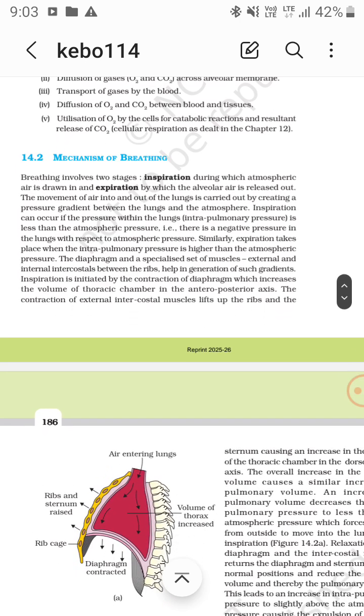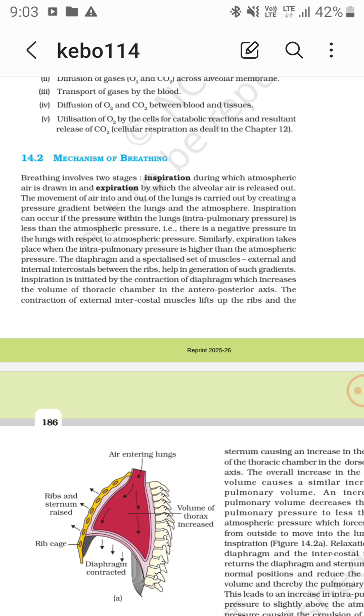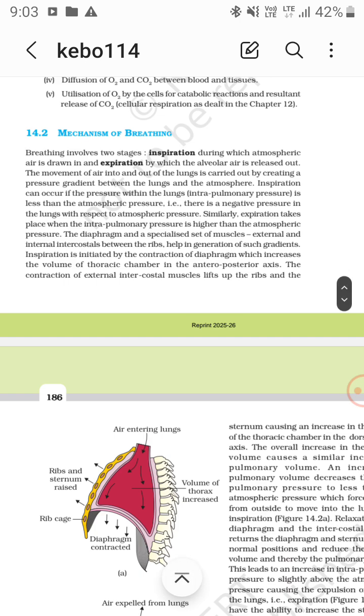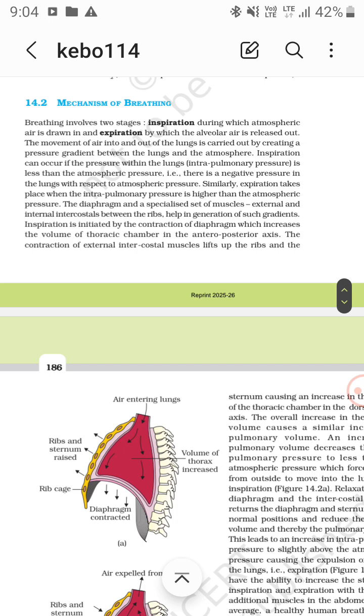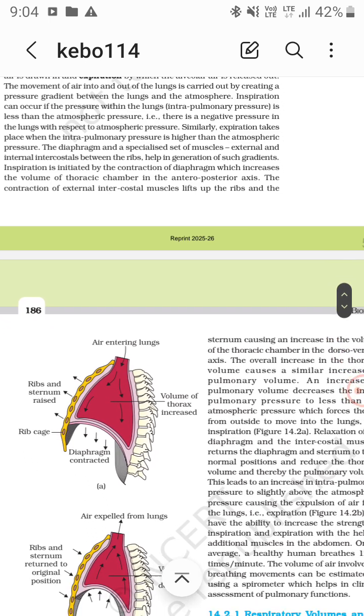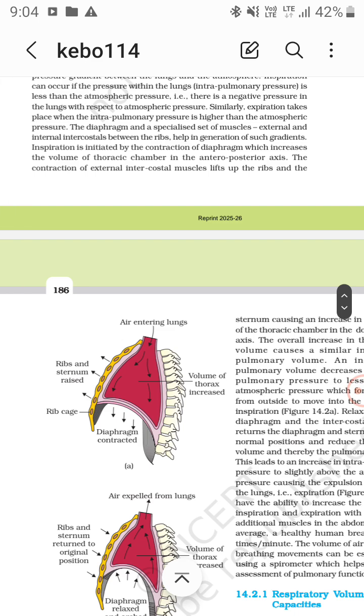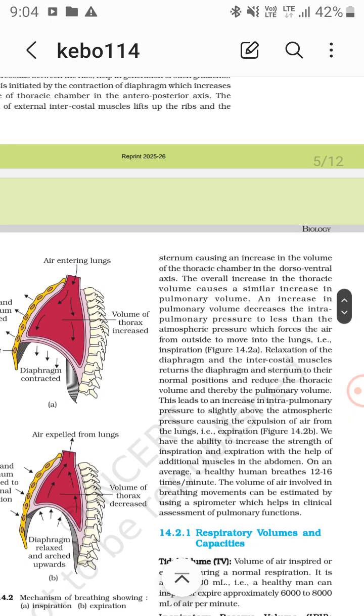The diaphragm and a specialized set of muscles, that is external and internal intercostal muscles between the ribs, help in generation of such gradients. Now inspiration is initiated by the contraction of the diaphragm. So the diaphragm gets flat, which increases the volume of the thoracic chamber in the anterior-posterior axis, right? Now the contraction of external intercostal muscles increases the volume in the dorso-ventral axis.